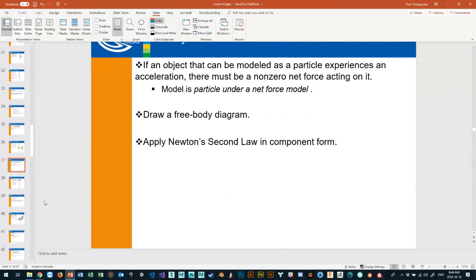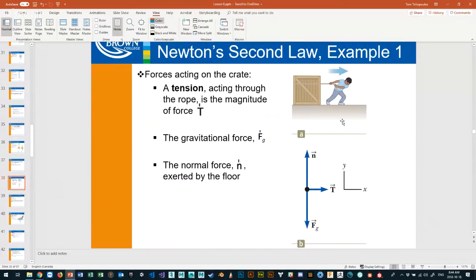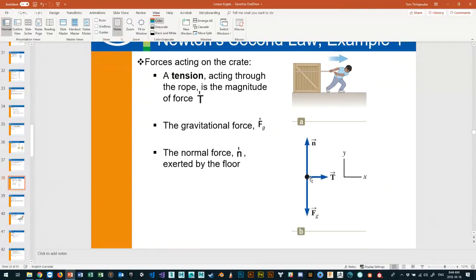All right, so the first thing we want to do is draw a free body diagram to understand how Newton's second law can take hold. Here's another example: a person dragging a crate, and we want to draw a free body diagram. How does it look? Well, we have the normal force, the force of gravity, and then we have this tension.